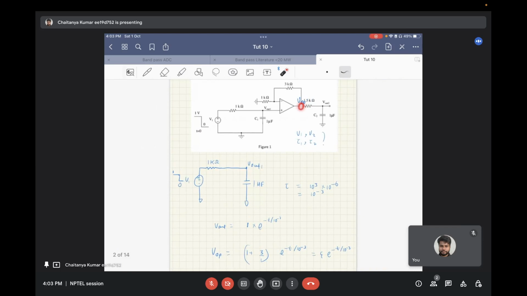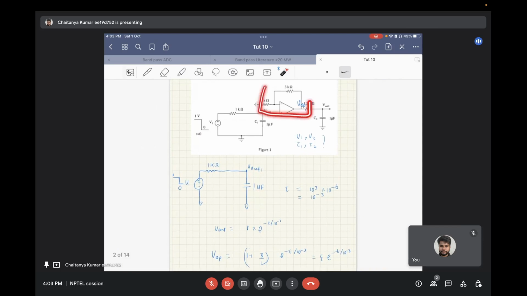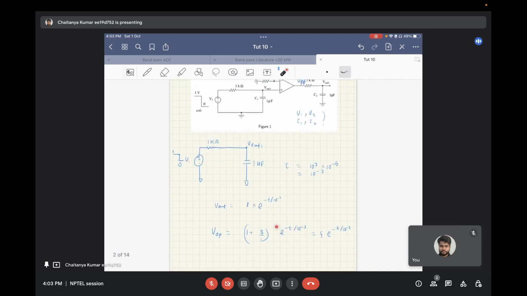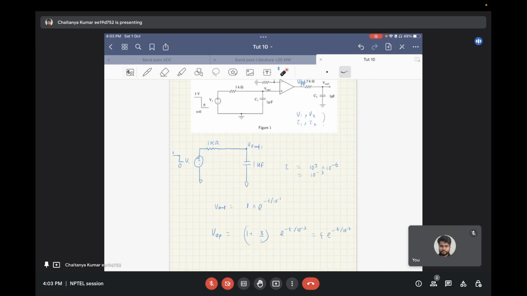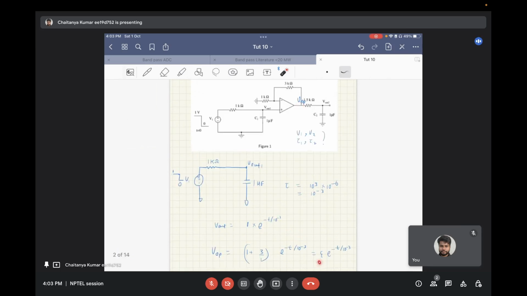Now the output of the op amp will be the gain of this non-inverting amplifier multiplied by whatever input we are getting. So the input is a decaying exponential, and that will be multiplied with the gain of this amplifier. For a non-inverting configuration, the gain is 1 plus RF by R1, where RF is the feedback resistor and R1 is the input resistor at the negative terminal of the op amp. So you get the gain as 1 plus 3 by 1, that is 4. So at the output of the op amp, the voltage is 4 into e to the power minus t by 10 to the power minus 3.